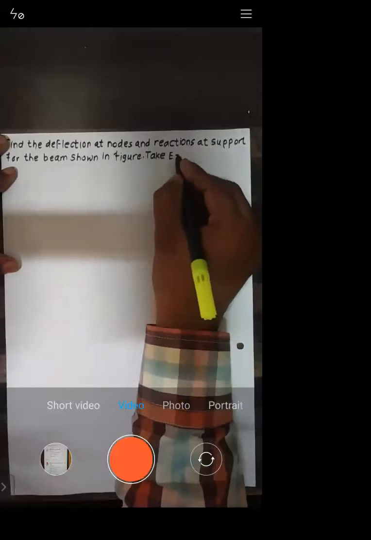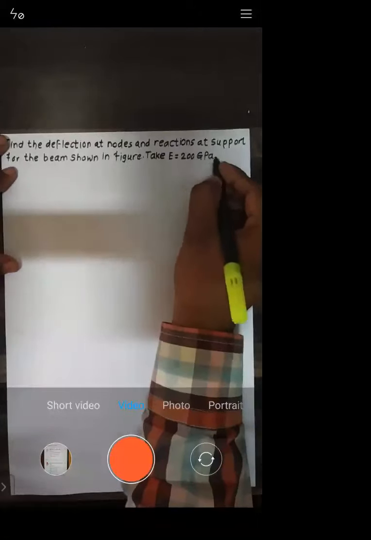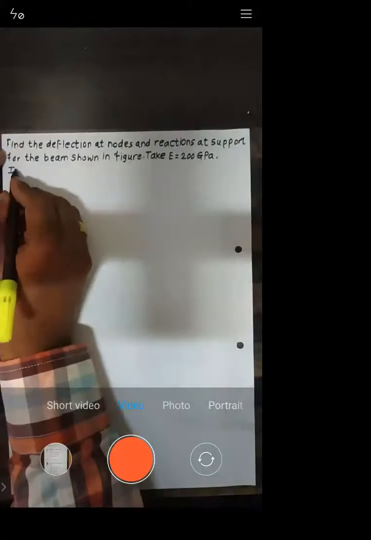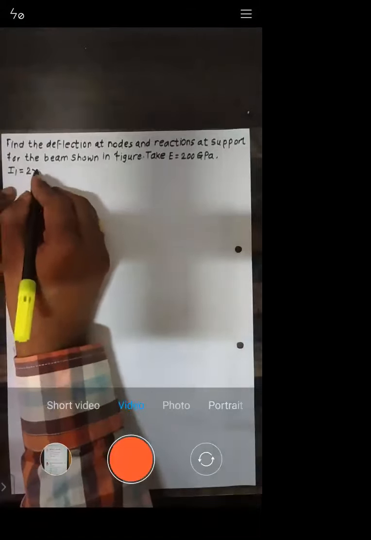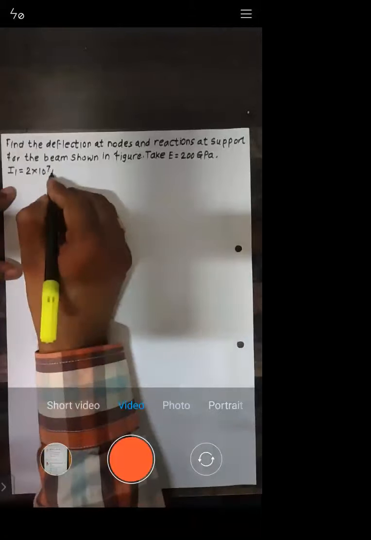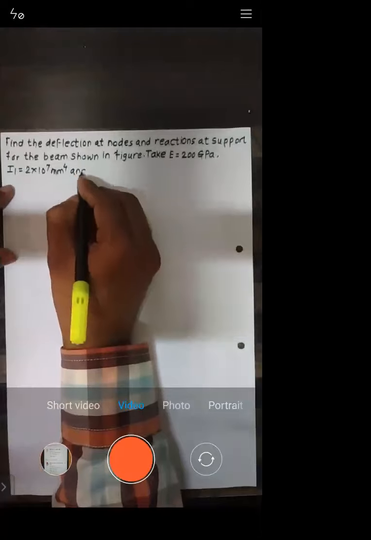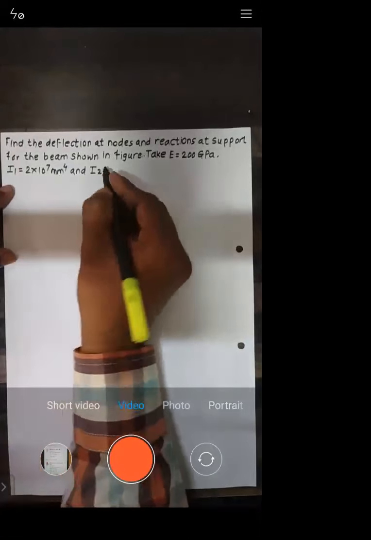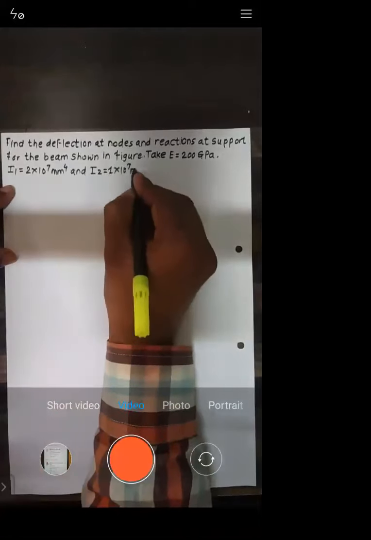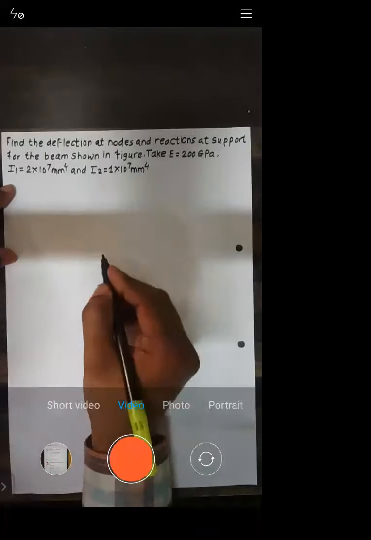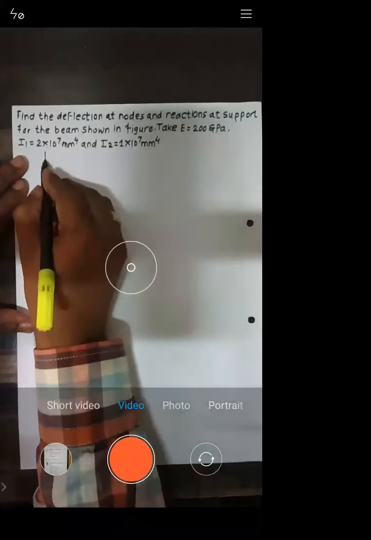Take E is equal to 200 gigapascal, I1 is equal to, that is the moment of inertia for the first section of the beam, 2 into 10 raised to power 7 mm raised to power 4, and I2 is equal to 1 into 10 raised to power 7 mm raised to power 4. Now they have mentioned the diagram.